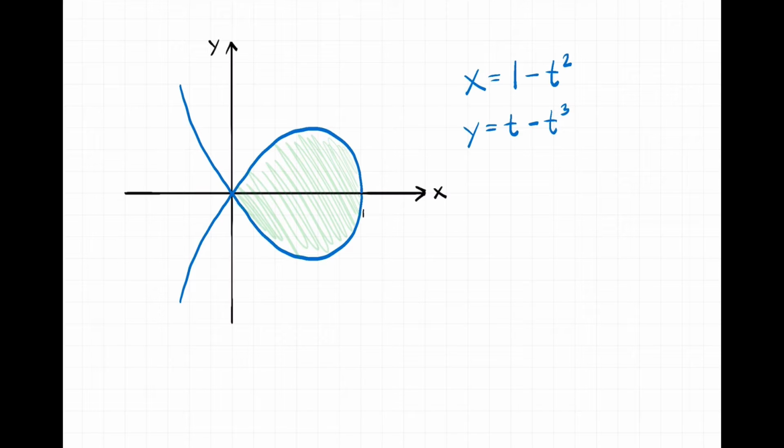So what that tells us is we can find the area of just the top region here and double it, and it will be the area that we need. So we want to find this area and double it.